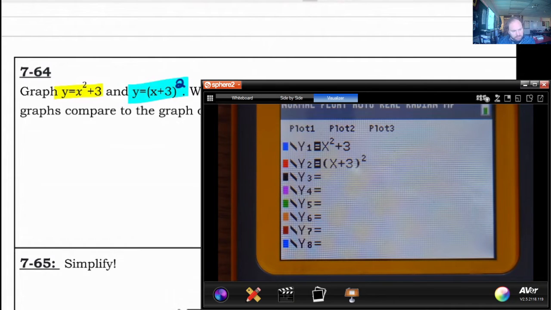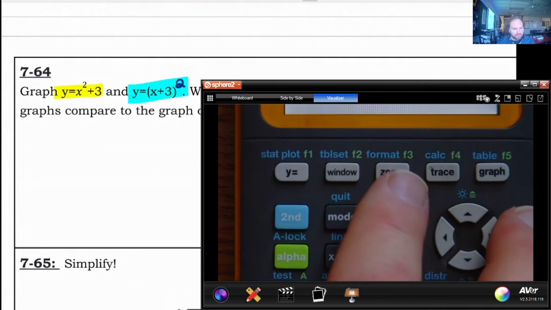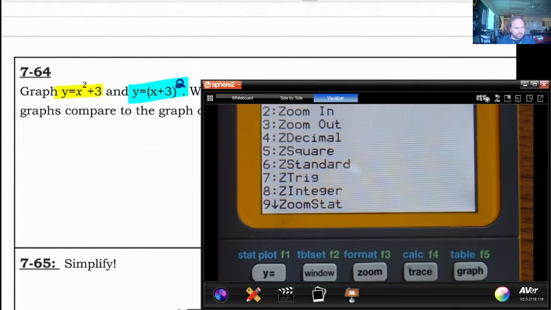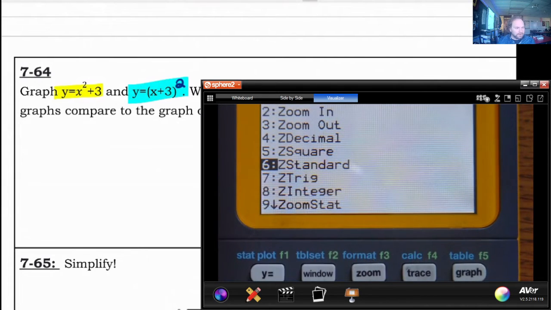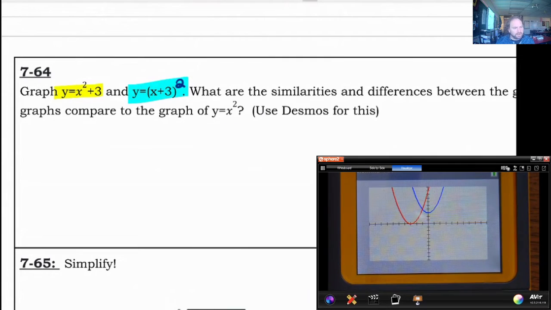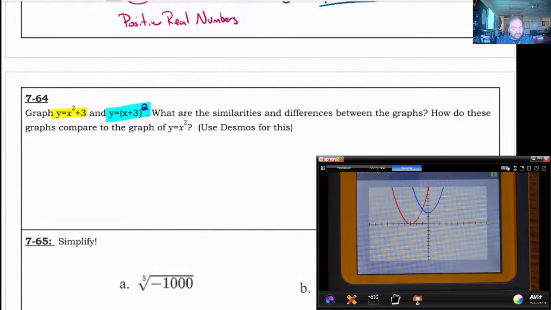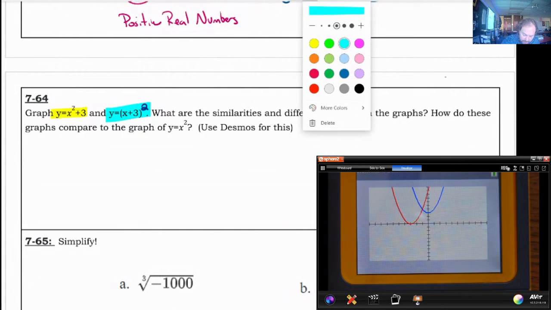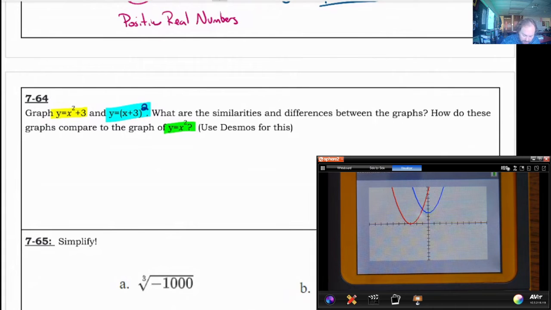Now I'm going to push the zoom button on my calculator, the middle of the top row, and I'm going to choose number 6 because I want to see this on a nice standard -10 to 10 graph, which is Desmos' basic too. There's the first graph, x squared plus 3, and then this is the second graph, x plus 3 squared. So as far as observations of this thing go, what are the similarities and differences of these graphs? And how do they compare to the graph of y equals x squared, which we're going to graph, I guess, also? I think the key takeaway for me, these are the same graph.